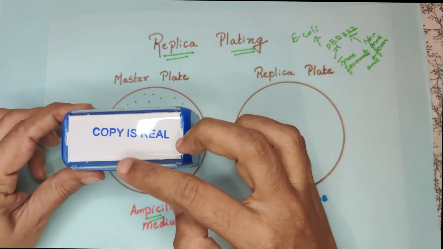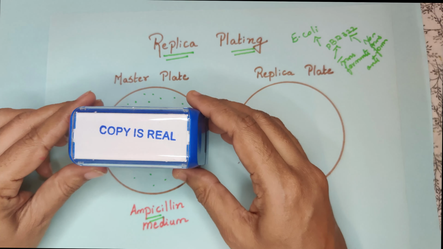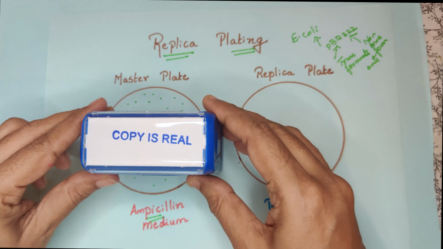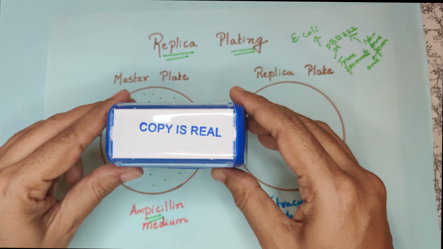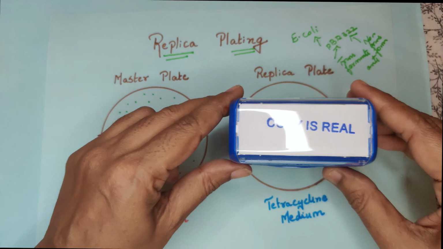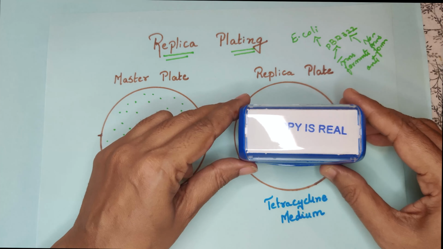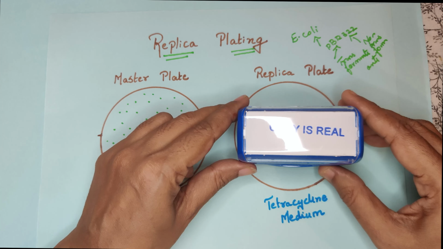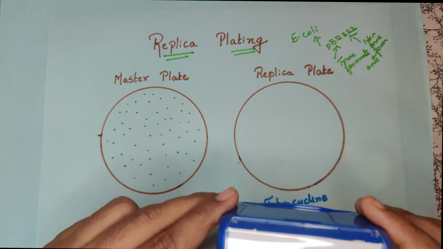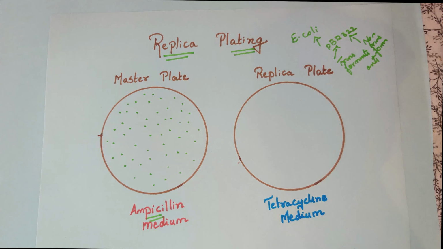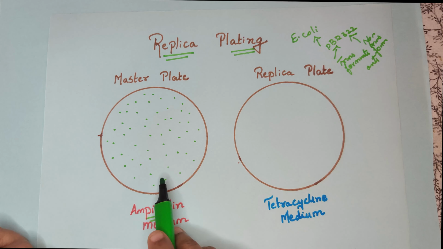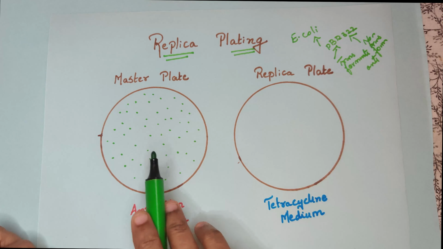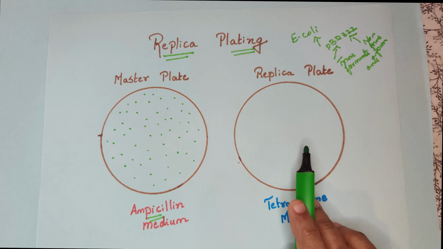So imagine this is going to be a round stamp-like structure. And now what you're going to do, without even changing your hand or the position or the orientation or direction, you're going to just take it and keep it on the tetracycline medium. Just touch and then take off your stamp from here. So what you have done now, you have transferred a bit of colonies from ampicillin medium to tetracycline medium.